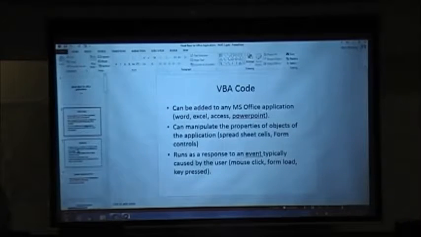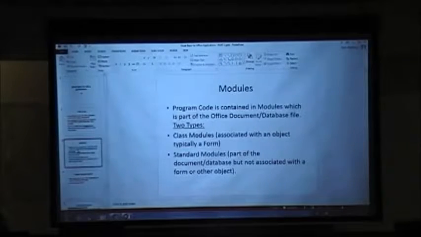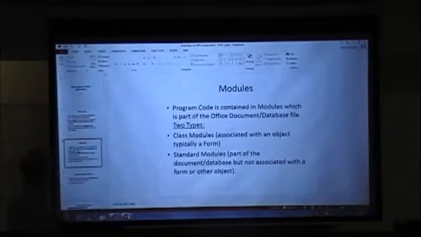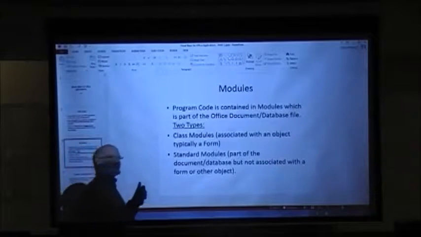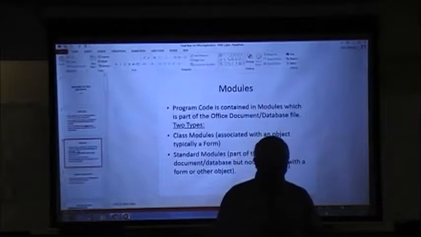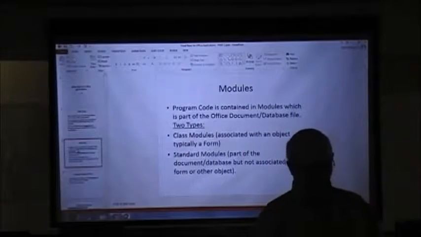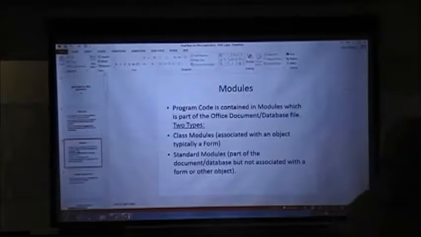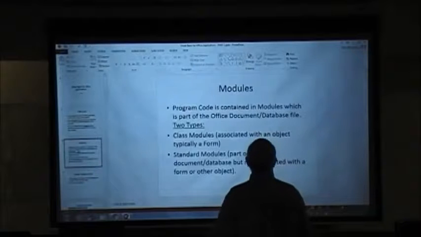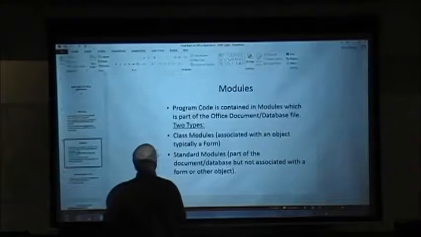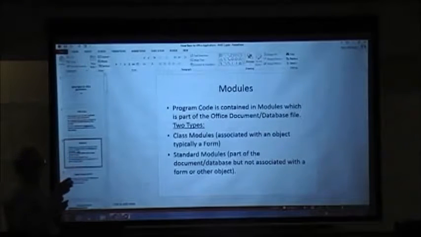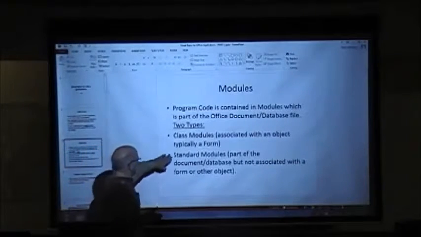Okay, anyway, so first thing is the term modules. Your program code is contained in what are called modules. So we've had tables, queries, forms, reports, and the fifth object type is modules. That's where your program code is going to exist. And there's two kinds of modules. There's class modules and standard modules. So we're going to work with standard ones first.